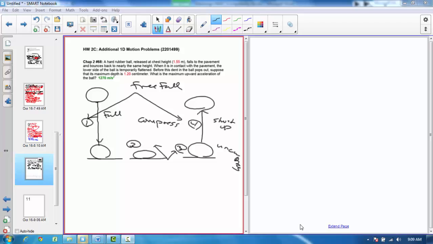All right. So release chest height 1.55 meters. Falls to the pavement, bounces back near the same height. When it is in contact with the pavement, the lower side of the ball is temporarily flat. Before this dent in the ball pops out, suppose that the maximum depth is 1.2 centimeters. All right. So it squishes down by 1.2 centimeters. So if you look at the difference in heights here, we've got a 1.2 centimeter height difference when it's completely smushed.